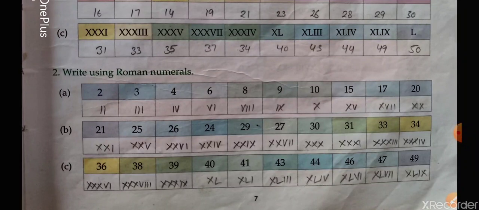25, 26, 24, 29, 27. These are very easy to write. How will you write 29? 20 is written as double X and 9 is written as I and X. So double X, I, X is 29. Coming to 33, 30 is written as triple X and 3 is written as triple I. So triple X and triple I. This will become 33.